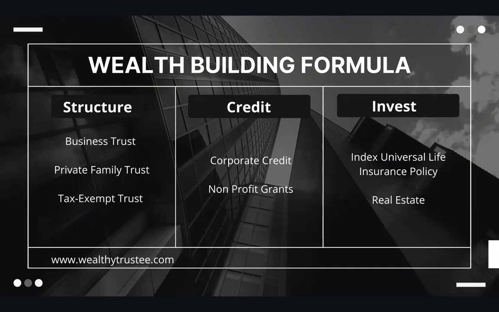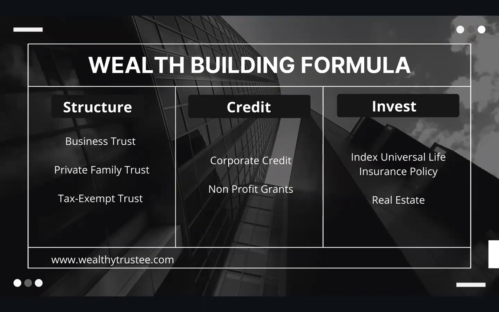Another policy is an index universal life insurance policy. That's the policy that I have for me and my family. That policy builds cash value, but it also has a death benefit attached to it. It's tied to the index. You have different indices: the Dow Jones, the S&P 500, the NASDAQ. You can actually choose whichever index you want your policy to mirror. Me, I've chosen the S&P 500 just because I like the diversification of that specific index.